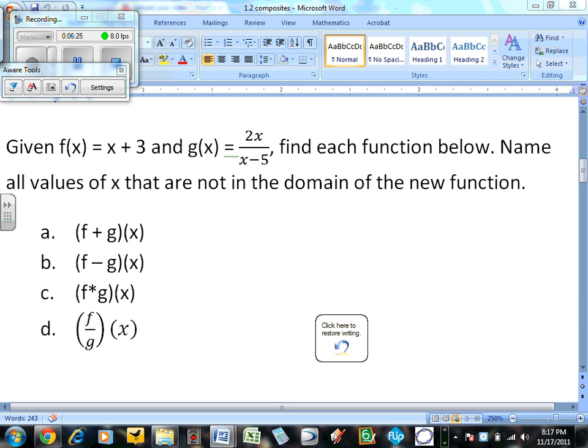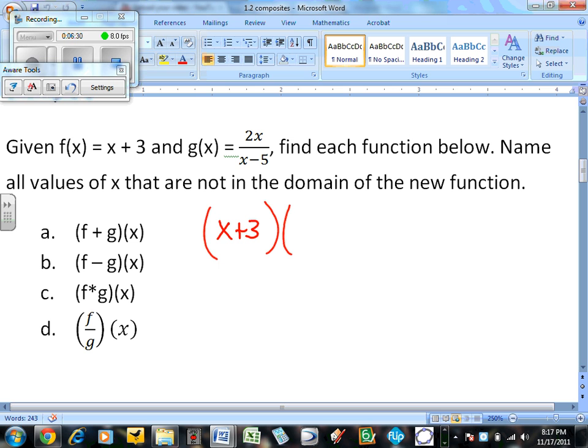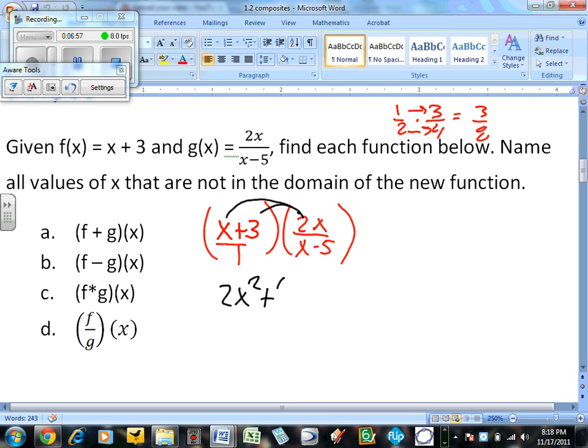F times g. All right. So x plus 3 times 2x divided by x minus 5. Again, this is no different than multiplying fractions. All right. When I multiply 1/2 times 3/4, I multiply straight across, 3/8. I multiply top times top, bottom times bottom. This is just like it's being over 1. So when I multiply x plus 3 times 2x, I've got to multiply this 2x by every single thing. So I have 2x squared plus 6x divided by 1 times x minus 5, which is x minus 5.